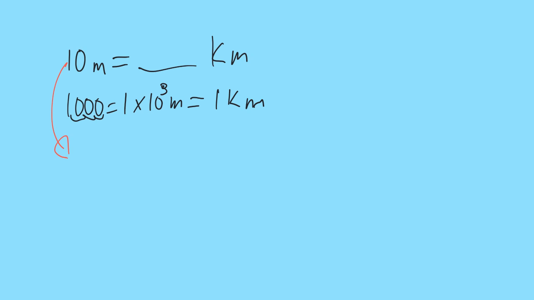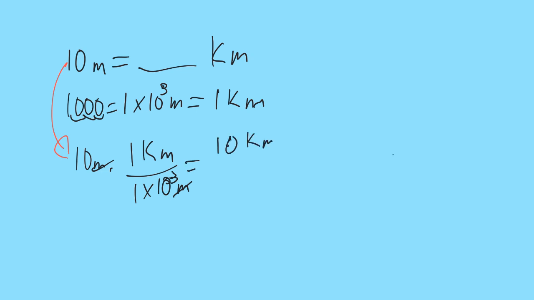There's the train. So we have 10 meters, and we want to convert into kilometers. We want to cancel out the meters. So it's going to be 1 kilometer over 1 times 10 to the third meters. Meters cancel out. We're left with kilometers. So we have 10 kilometers over 1 times 10 to the third.